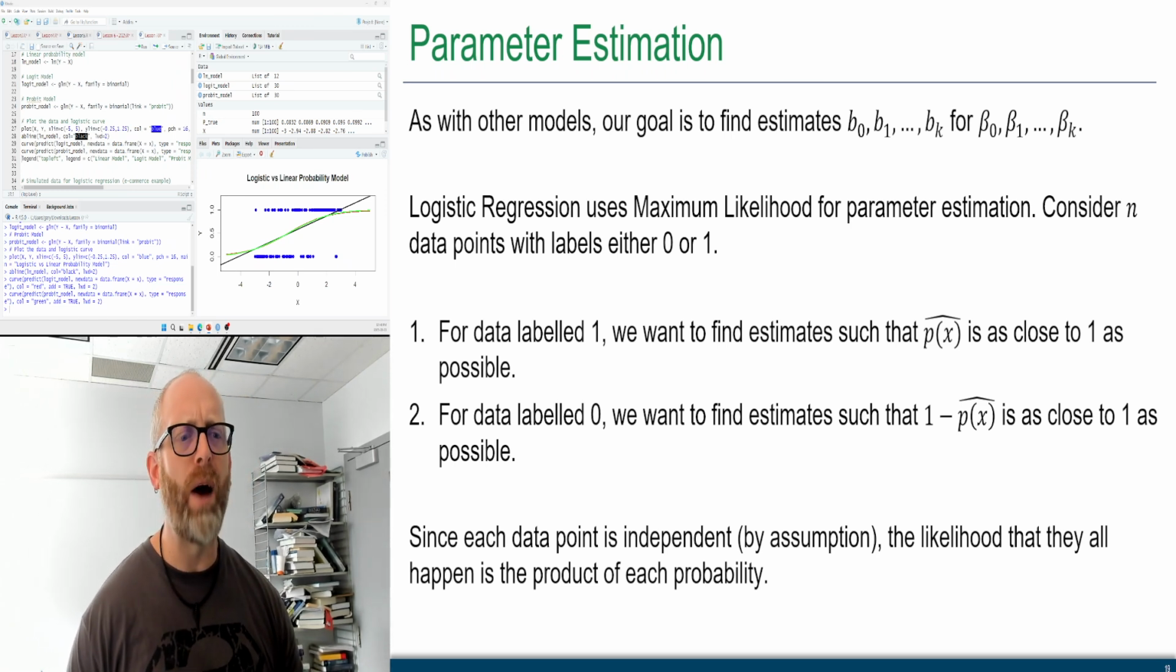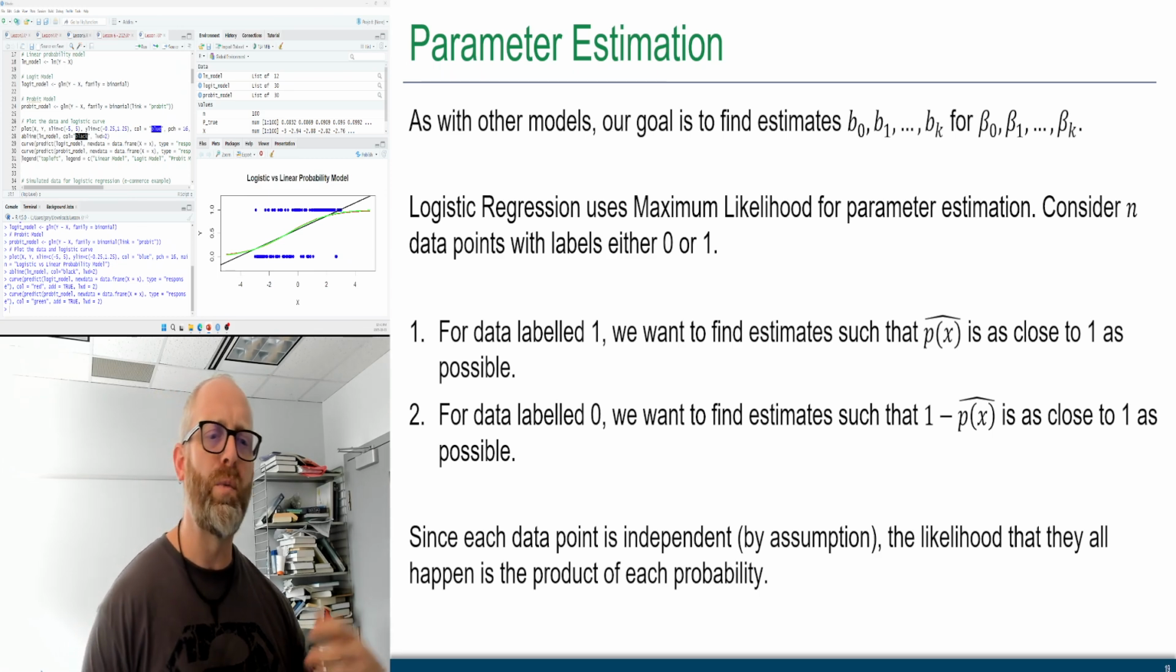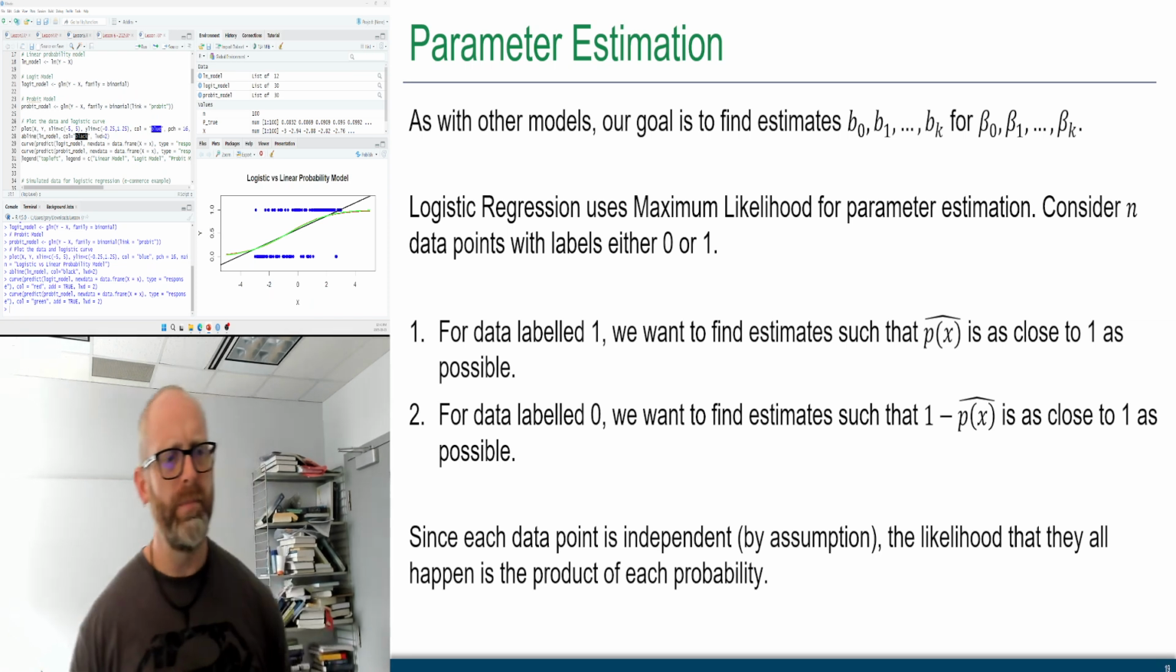So let's talk about how we actually come up with the estimates for our parameters, for our beta naught all the way up to beta p. With other models, our goal is to find estimates b naught all the way up to bp, or bk in this case, for my beta naught all the way up to beta k.